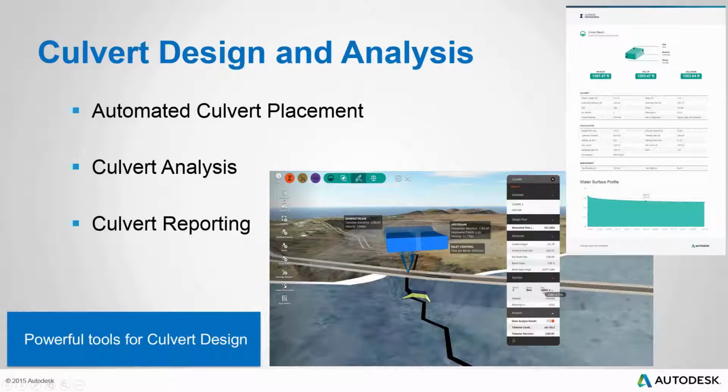The next key feature I'd like to talk about today is culvert design and analysis. Inside of InfraWorks 360, the drainage design vertical will automatically place culverts along our roadway according to our watershed analysis. We can then do a detailed analysis of that culvert, and then finally we can print out a report on that culvert so we can give it to all the stakeholders so they can review the design. So let's run through a quick demo of how this works.